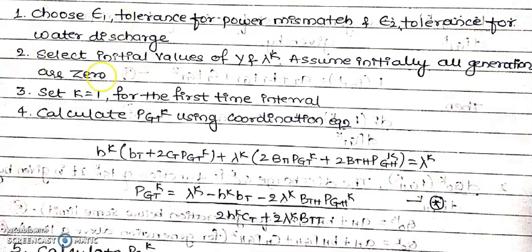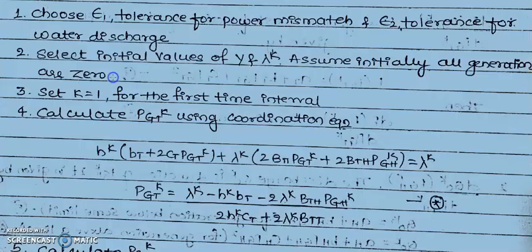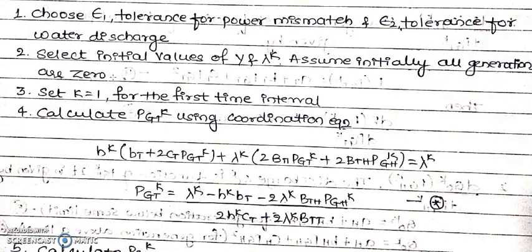Then after that, select the initial values of y and lambda raised to k. You have to select the initial values of y and you have to select the initial values of lambda raised to k. Then assume initially all the generation are at 0, meaning the generation is not there in that particular system.